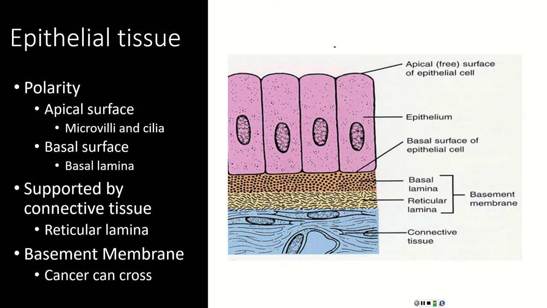So let's look at some characteristics of epithelial tissue. It has polarity. There's that word again. I told you we would see polarity or polar a lot this semester, and it's always going to mean the same thing. What did polarity mean? It means different regions of something have different properties. And that's the case with covering epithelial tissue.